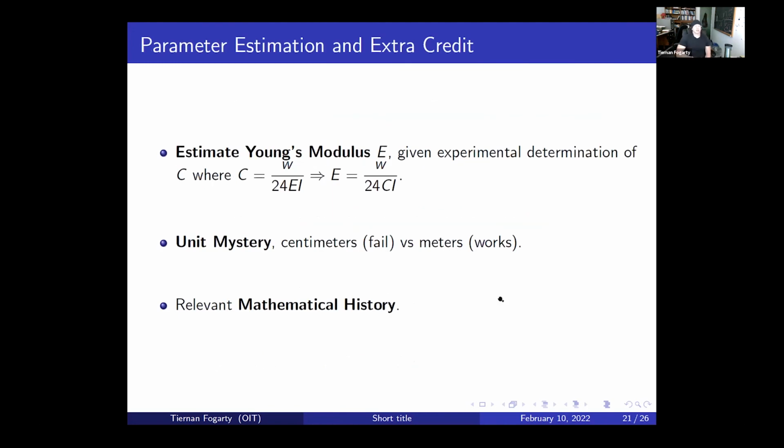And then I ask them to also use this. It used to be extra credit, but now it's just part of the assignment. I want them to estimate Young's modulus just from their data.